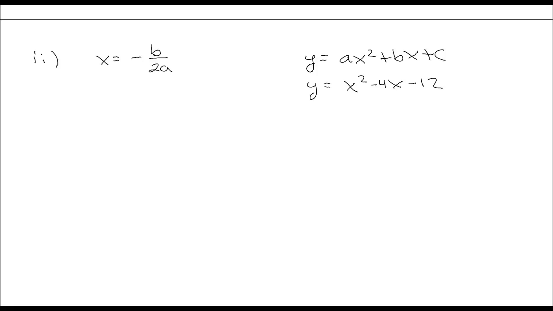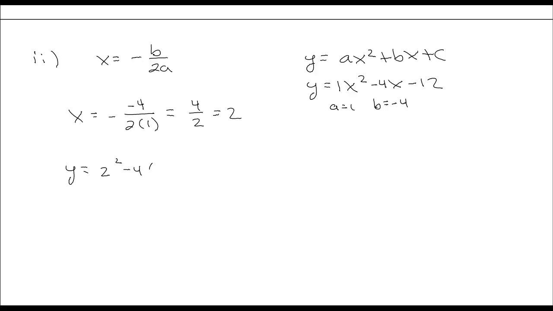Okay, so again, this is a 1, so a is 1, b is negative 4. So x is equal to the negative of b, which comes with its own negative sign, over 2 times 1. Two negatives make a positive, so this is 4 over 2, which is 2. Plug that back into the equation, which we already did in part 1. So 2 squared minus 4 times 2 minus 12, 4 minus 8 minus 12, which is negative 16 again. So our vertex is 2, negative 16. Okay, so that's doing it by using negative b over 2a.